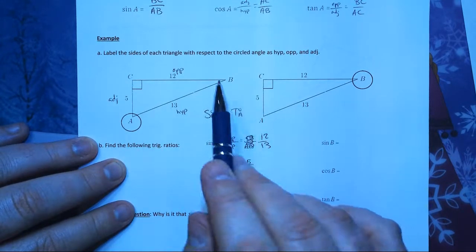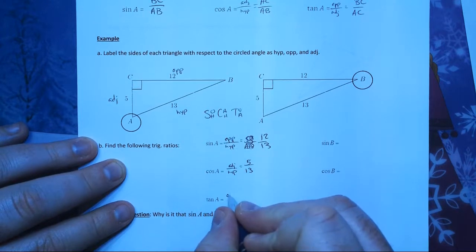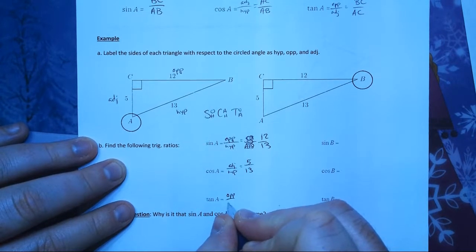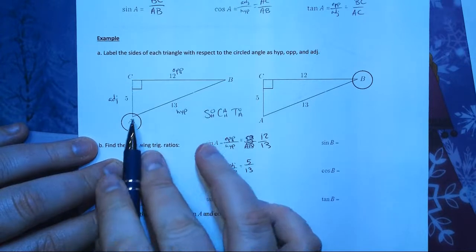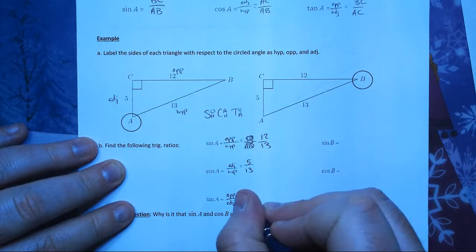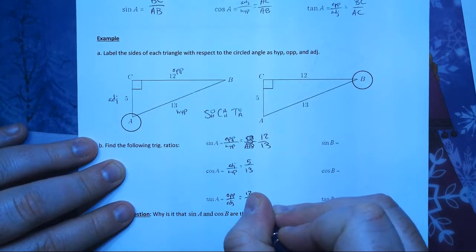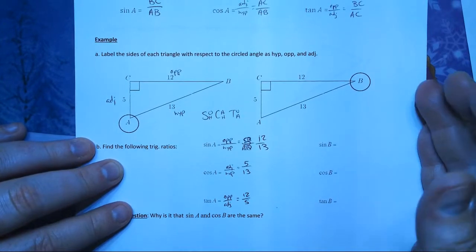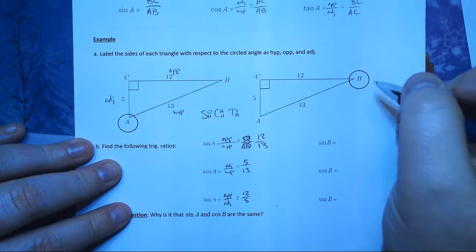Tangent, once again, is TOA. So it's the opposite leg over the adjacent leg. The opposite is 12, the adjacent is 5. So this is 12 over 5. And this is all it is. This is trig, guys. We're doing it.